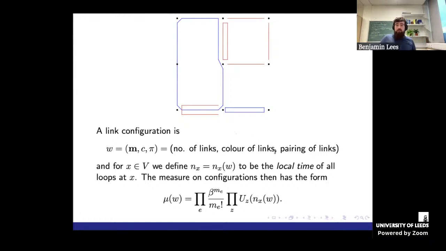Then we can define a measure that takes every vertex and weights the configuration by some function of the local time at that vertex. So this should be n_z, not n_x. But yes, it's looking at the local time at x. And then in front, we have a beta to however many links we have, divided by this number factorial. So this is very reminiscent of what we saw in the first talk.